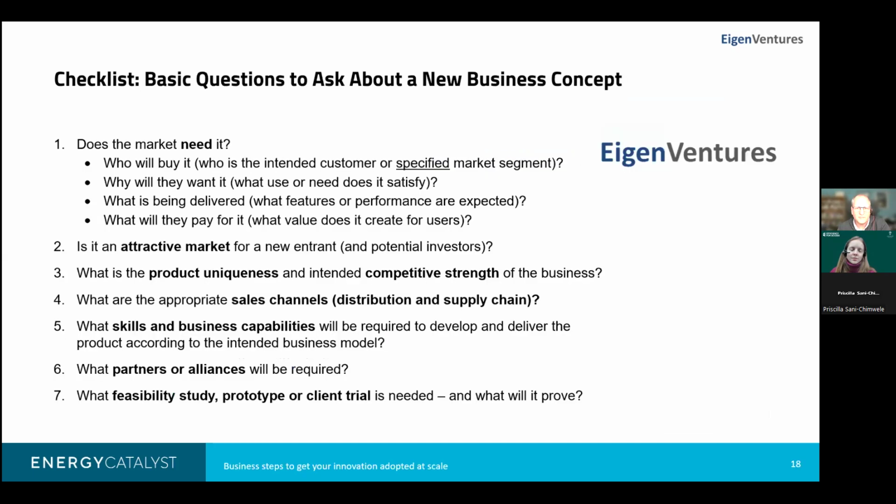Just lastly, a different way of putting what I've put before: a checklist of basic questions to ask yourself about a new business concept. Things like, does the market need it? Is it an attractive market? Product uniqueness, etc.